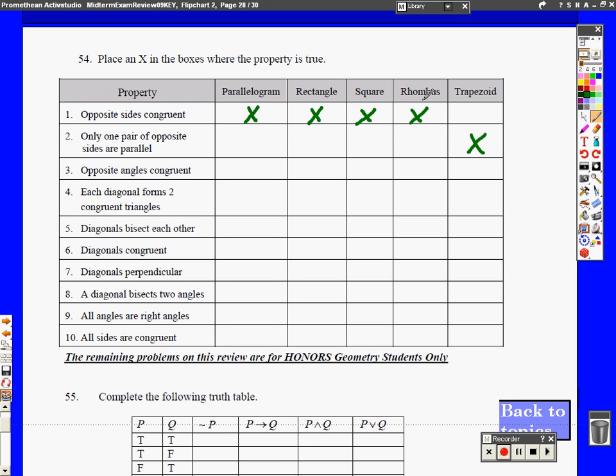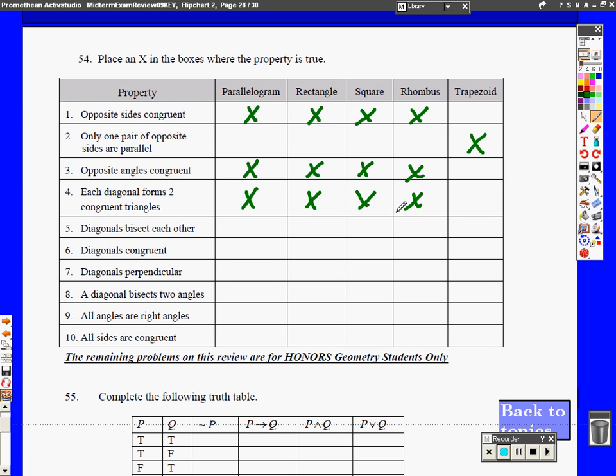Opposite angles that are congruent is also another characteristic of all parallelograms. So rectangles have this property, squares and rhombuses do also. Each diagonal forms two congruent triangles. That is also a property of all parallelograms. So that goes for rectangles, squares, and rhombuses.